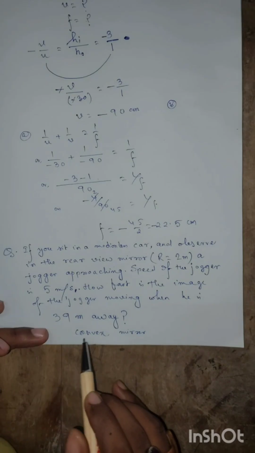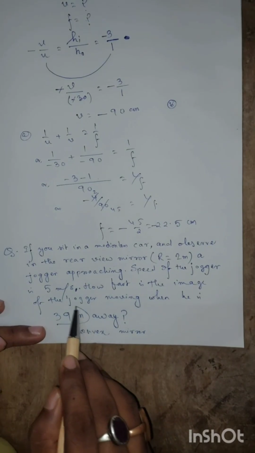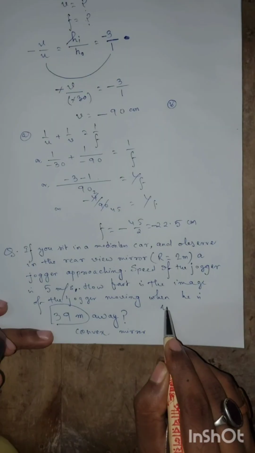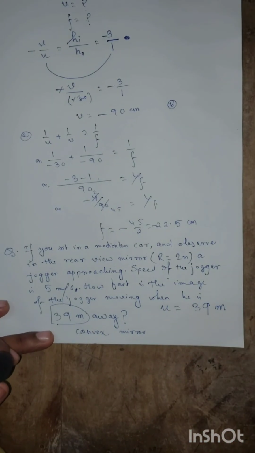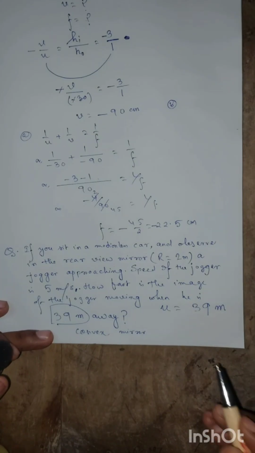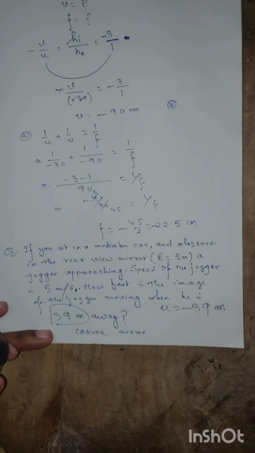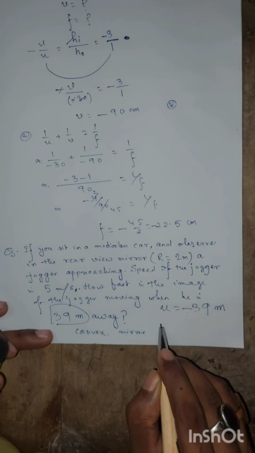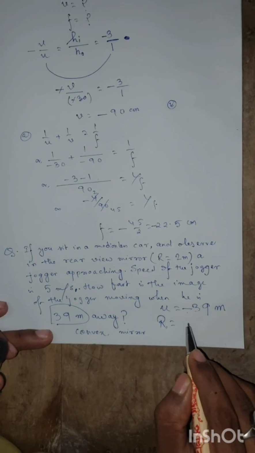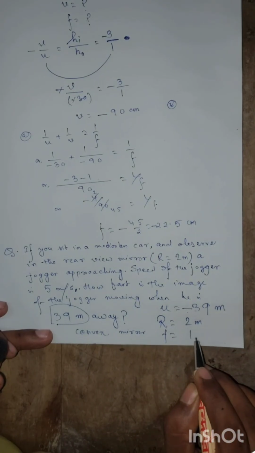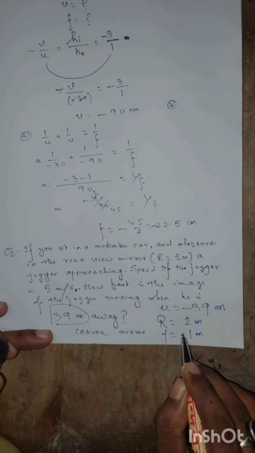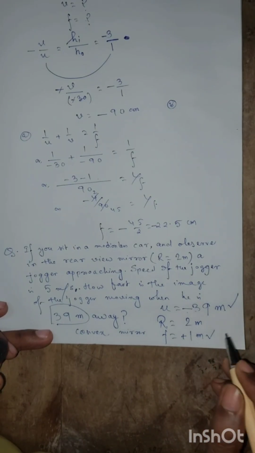So when the jogger is 39 meter away, that means U is 39 meter. In case of a convex mirror, U is negative, and radius of curvature is positive, which is 2 meter. So focal length is 1 meter, positive 1 meter. So we have this information.